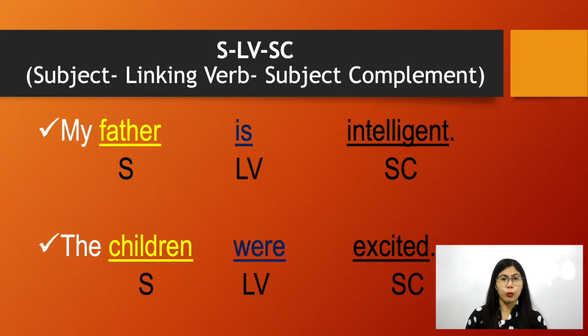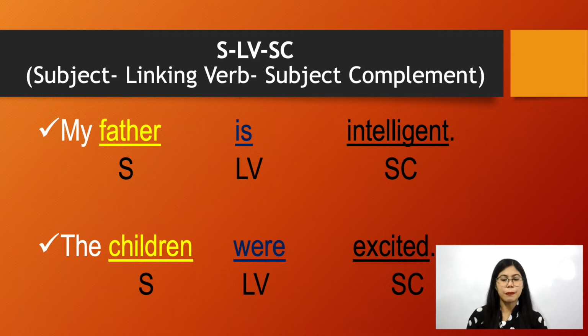In the example, my father is intelligent. Father is the subject because he is the one being talked about in the sentence or the doer of the action. If we will ask, who is intelligent? The answer is the father. So this will be our subject.